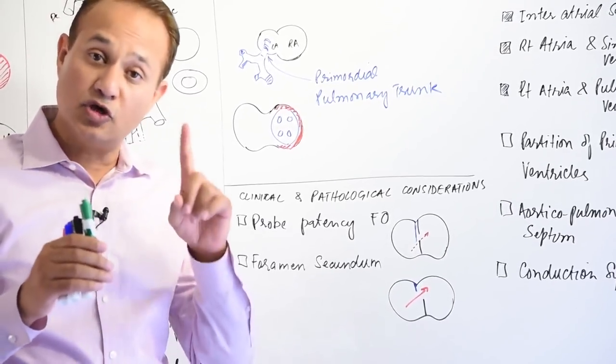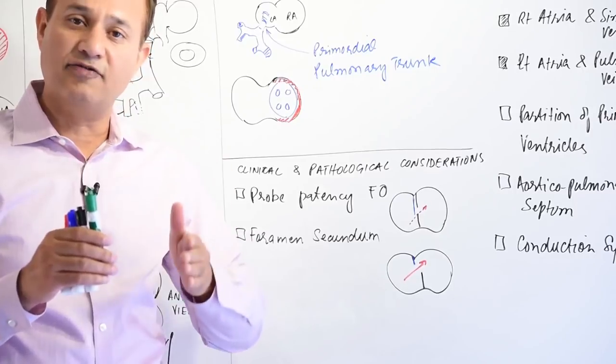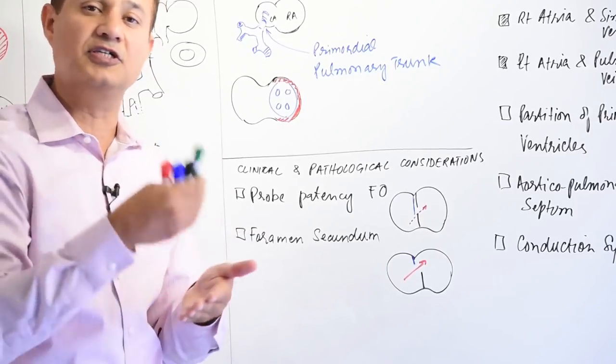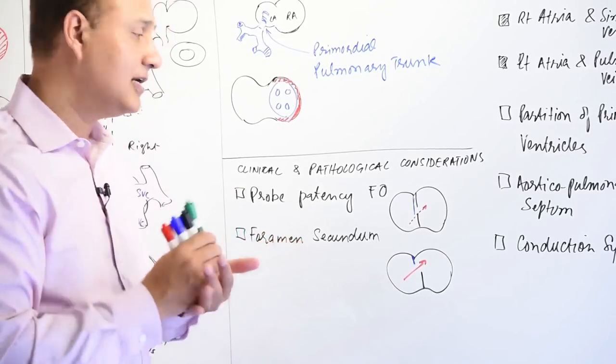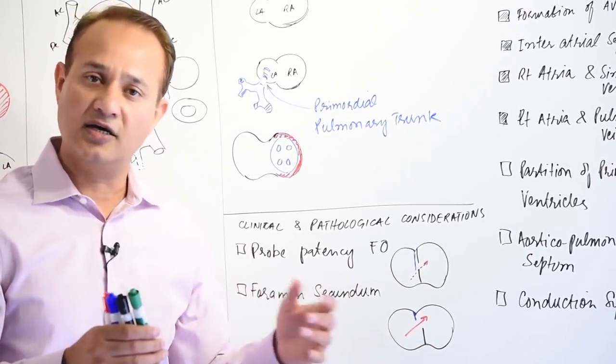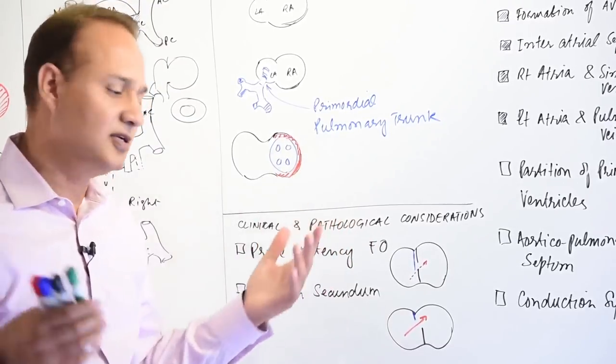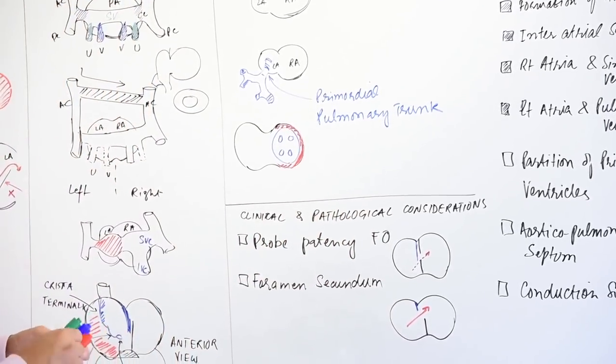This is the most common, so please remember this. This is the most common atrial septal defect that is detected after 30 years of age. And why is it detected after 30 years of age? Because of the hemodynamics in the right heart hypertrophy, because of left to right shunt. Otherwise, till 30 years, it doesn't even come up.